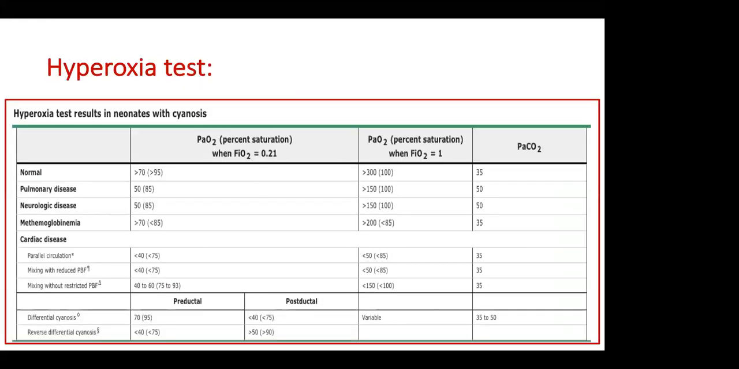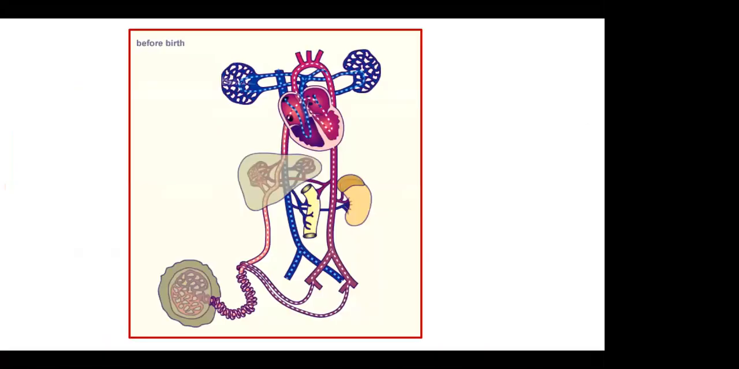If you are one of those who still believe in the hyperoxia test, you can also use it. However, it is not an easy test to do in neonates, because you have to do arterial blood sampling, and you have to give the patient 100% oxygen and interpret the result according to this table. However, if you have the facility to do the ABG blood gas, you can still use it, and it might help you to differentiate between pulmonary and cardiac diseases.